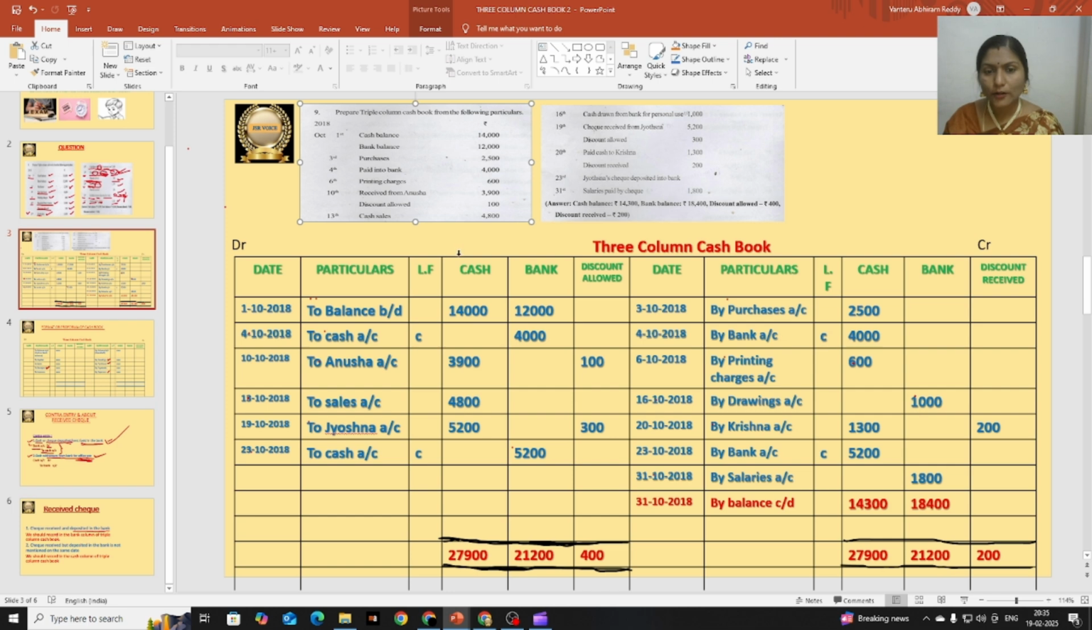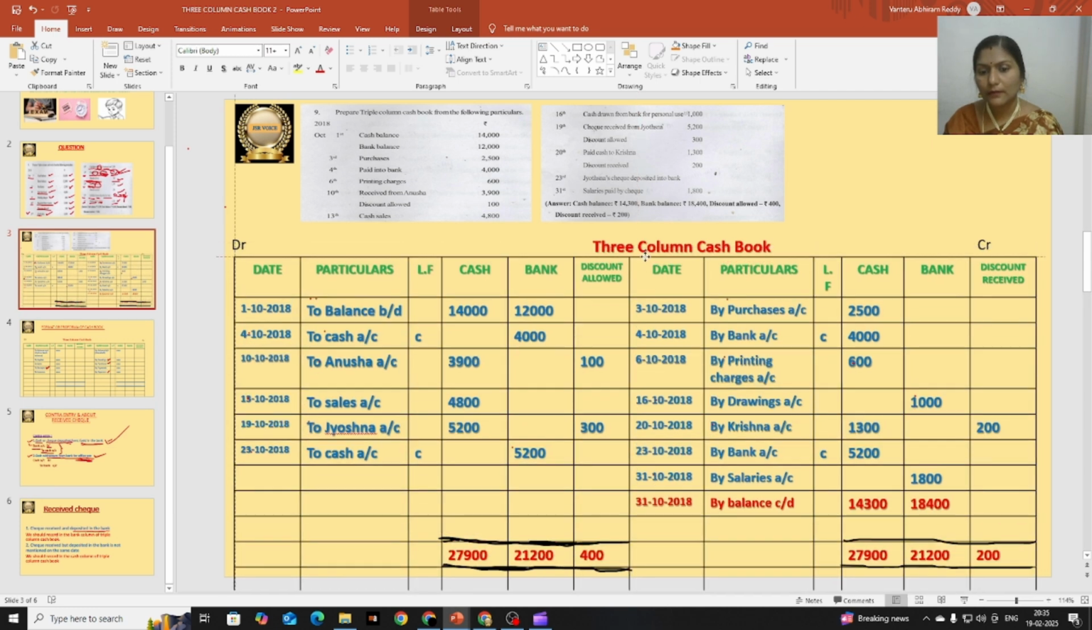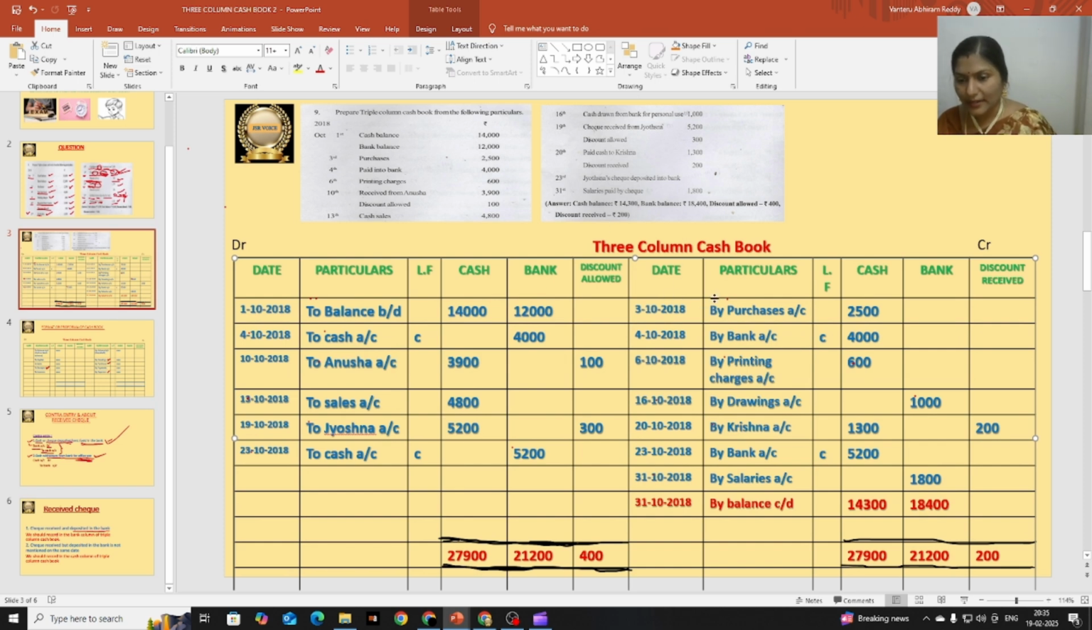Next, we are going to write balance brought down on the opposite side. If we are writing balance carried down on the credit side, balance brought down should be recorded on the opposite side. Opposite side means debit side. So under the totals, let us record that also. What is the date? The next day. What is the date for balance carried down? 31st October. So we will write 1st November here, 1-11-2018.